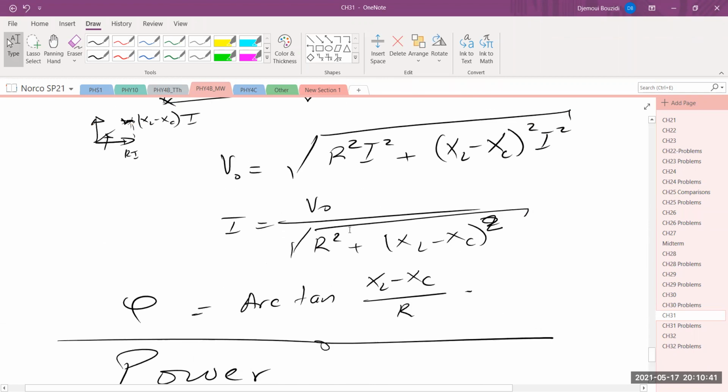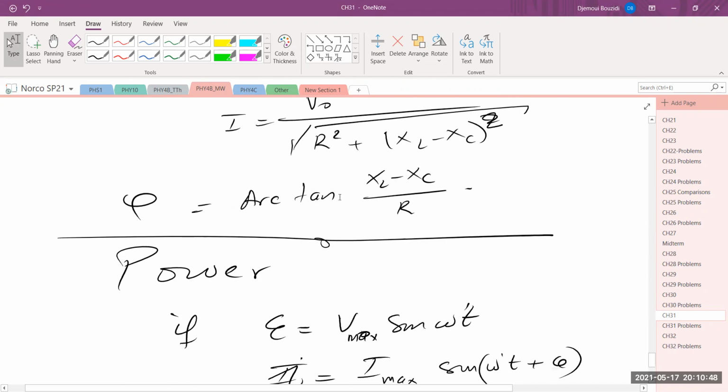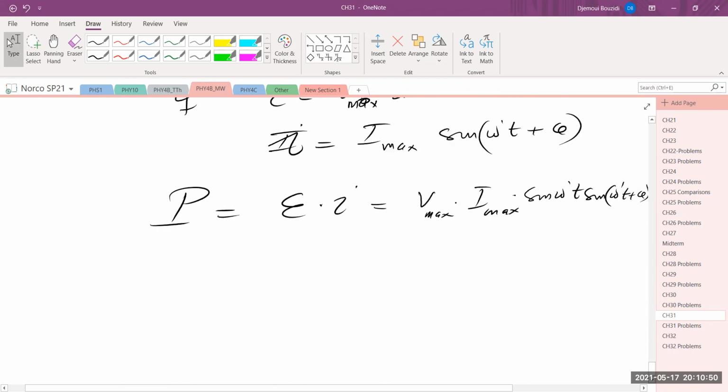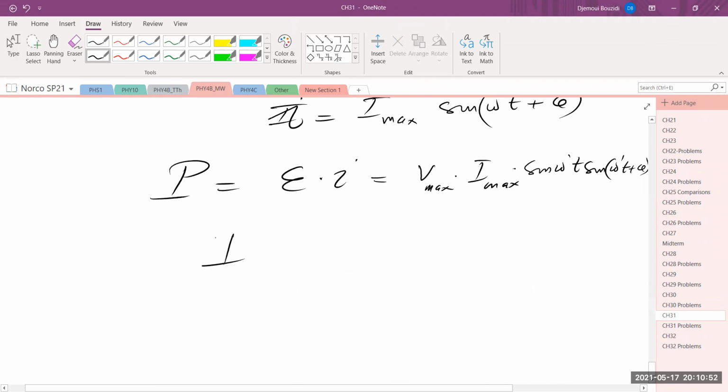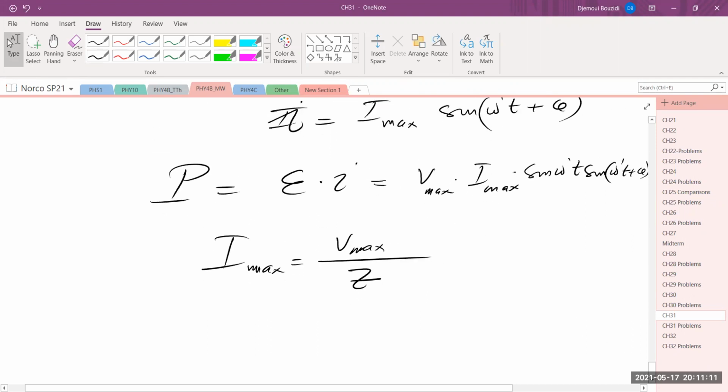Let me remind you, this is the maximum current, and this is where the Vmax is. So it's the same current. Imax and Vmax are related to one another as Imax is equal to Vmax over Z, whatever Z is. Z is that complicated expression, and phi is the phase difference between the two. So what this expression looks like then is the following.